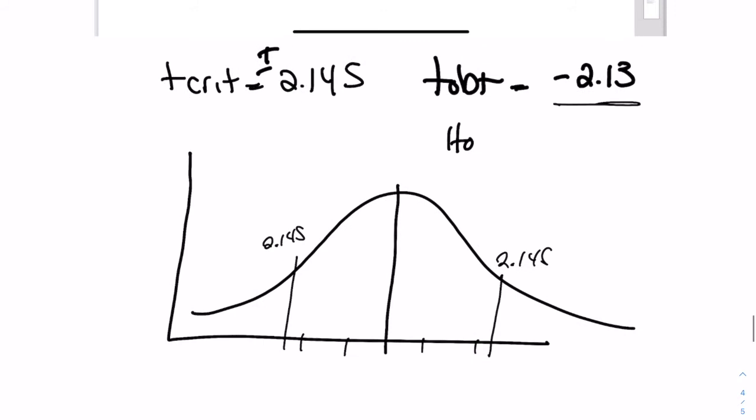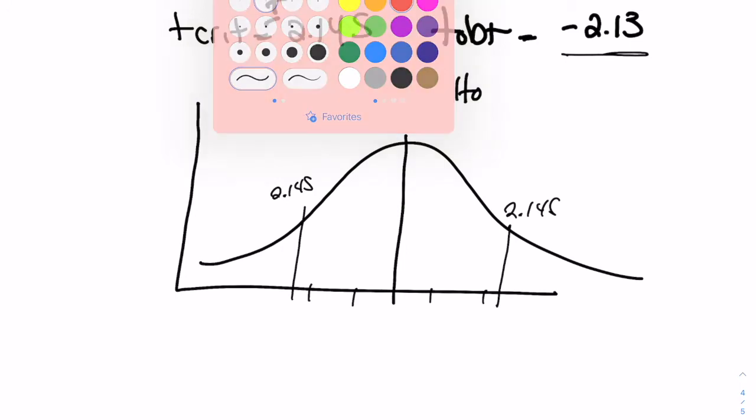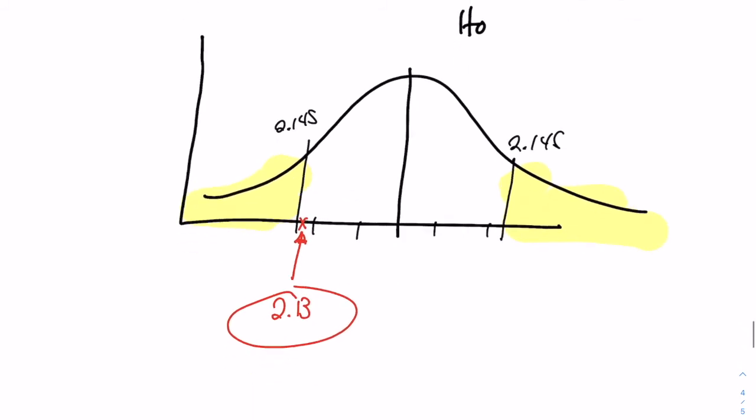Holy cow. Negative 2.13. I'm going to change the color because this is so dramatic. Falls right here. 2.13. Now, it sounds like I'm acting like I'm surprised by that. I actually am surprised because I didn't do this part of it in advance. So, if we're looking at our region of rejection, it's here and here. Our t obtained falls outside of that region of rejection, just barely. Look how close that is. That is shockingly close. Rounding error close, which makes me nervous.